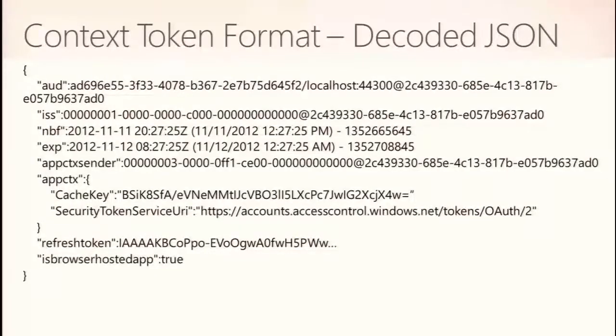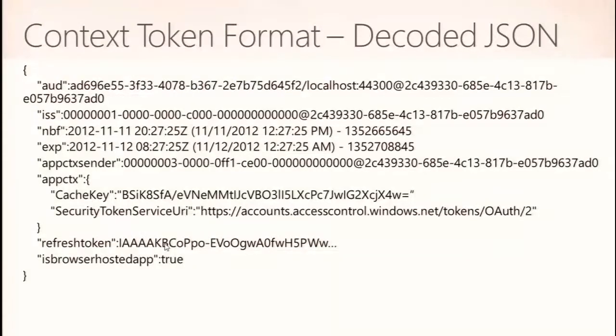The one thing that I will point out is the second to the bottom one, called refresh token. And this is the thing that your app is going to extract from the context token. And again, it's all handled by token helper if you don't actually want to write the code. But it's going to extract it from the context token and send it off to ACS to get a new access token. And this refresh token is actually good for 6 months from the time that you get it.